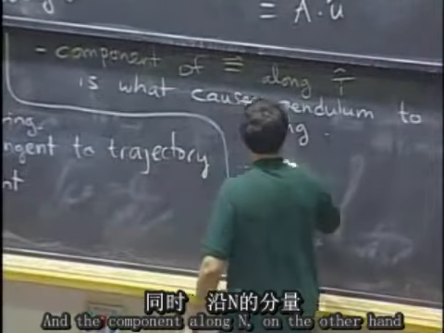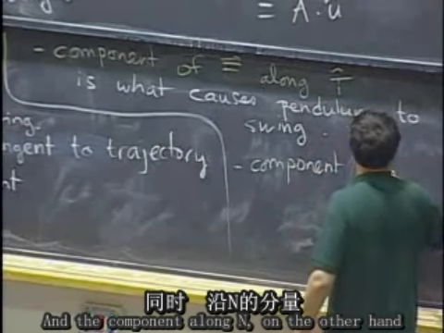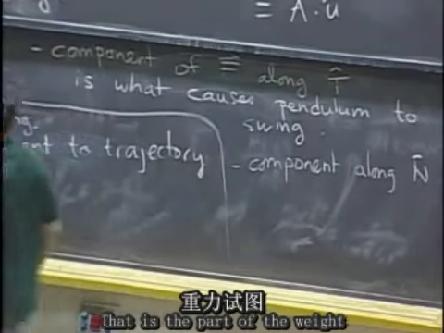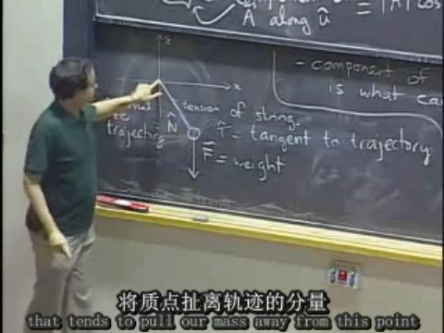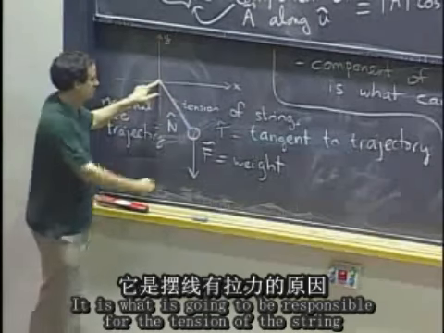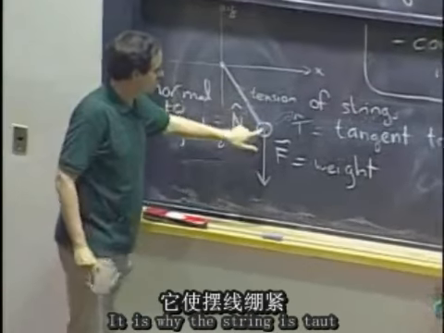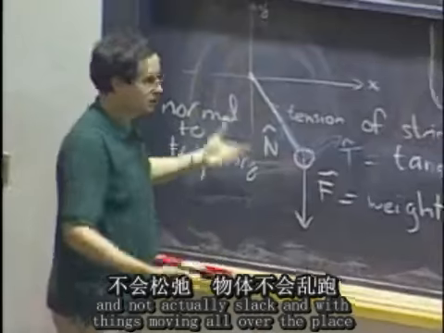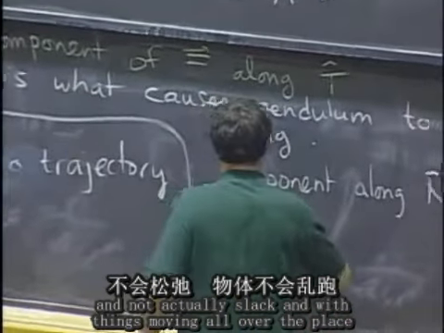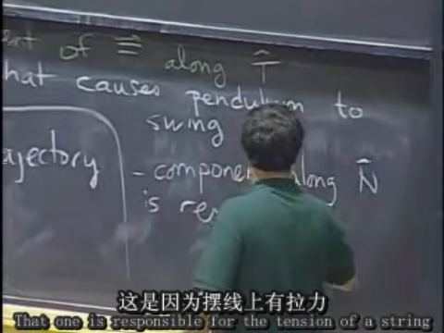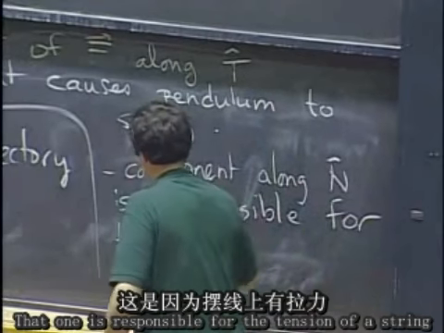And the component along n, on the other hand, so that's the part of the weight that tends to pull our mass away from this point, is what's going to be responsible for the tension of the string. It's why the string is taut and not actually slack, with things moving all over the place. So that one is responsible for the tension of the string.